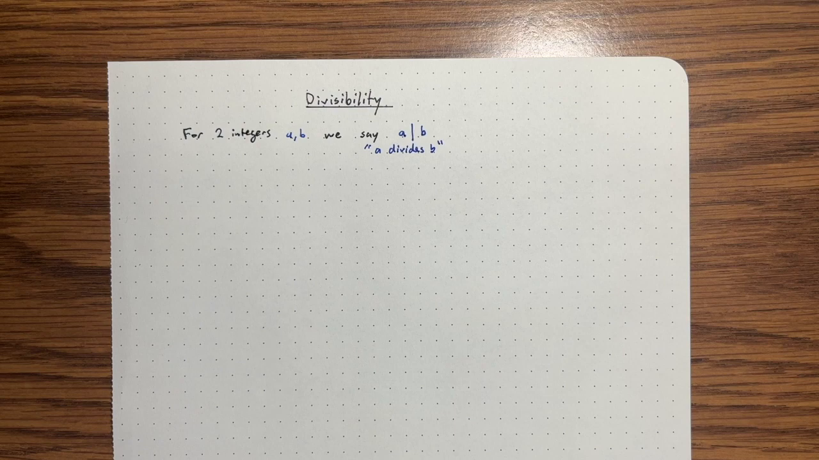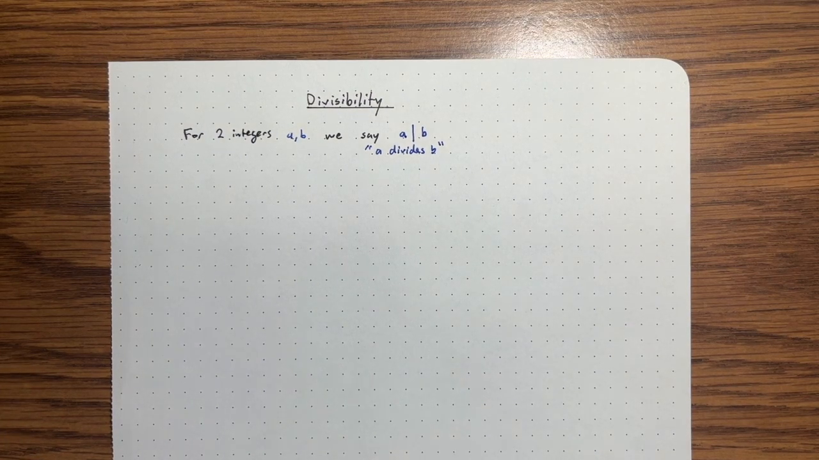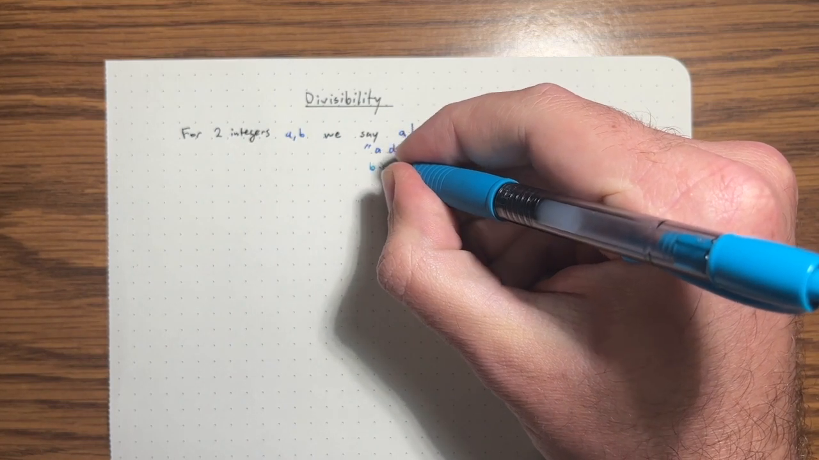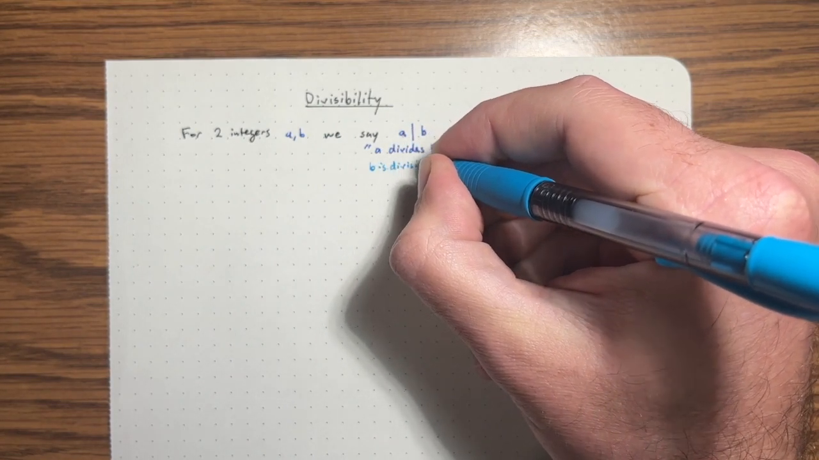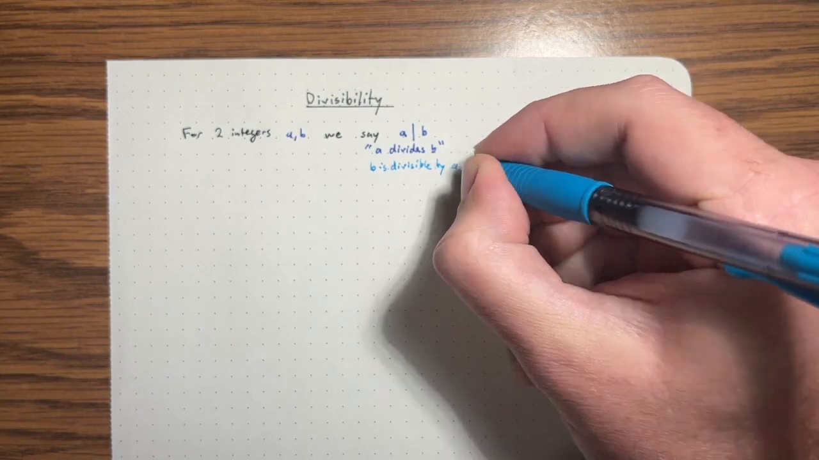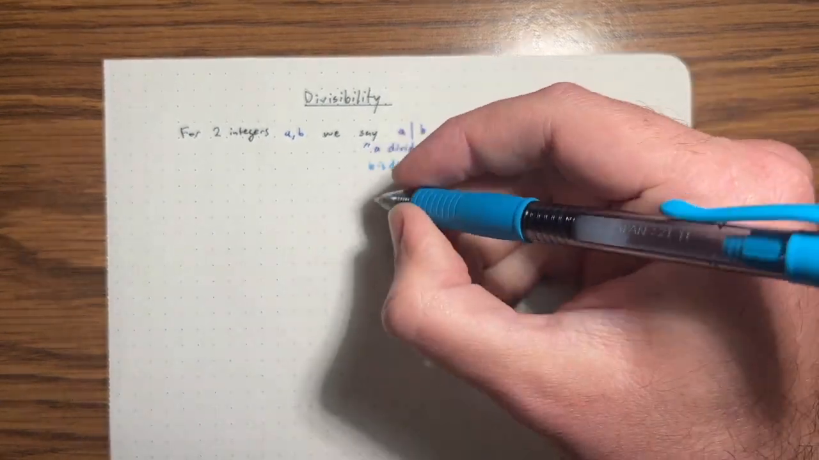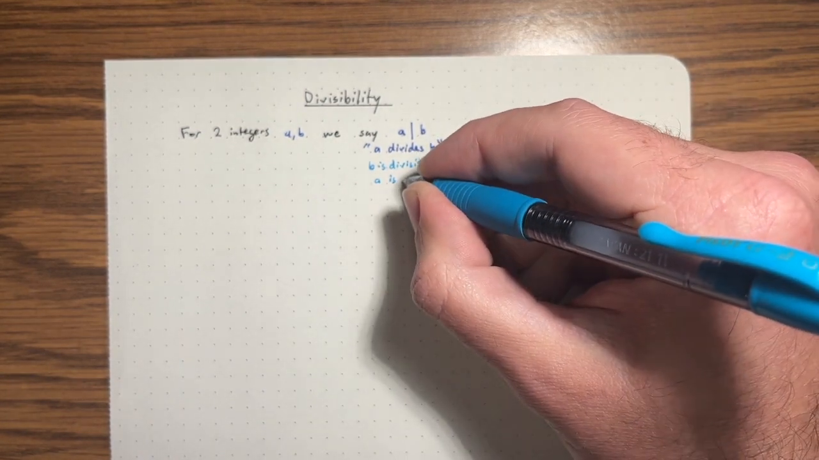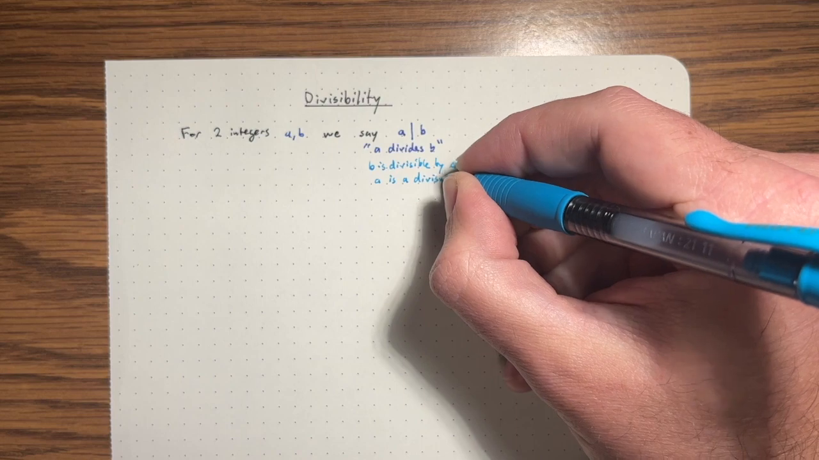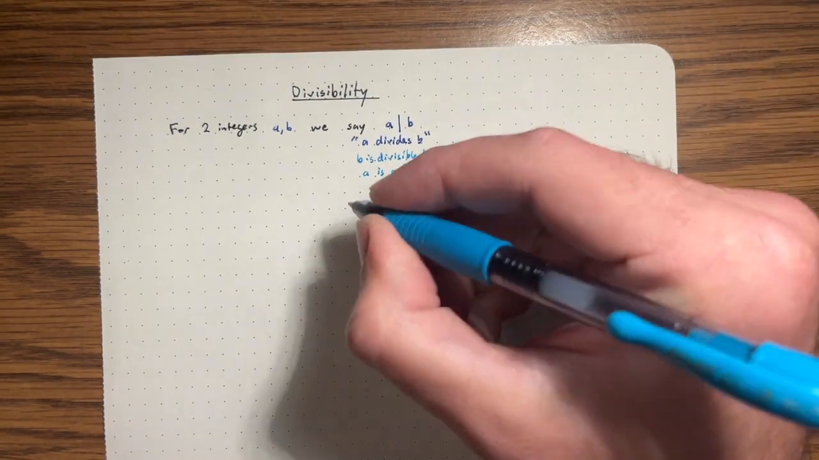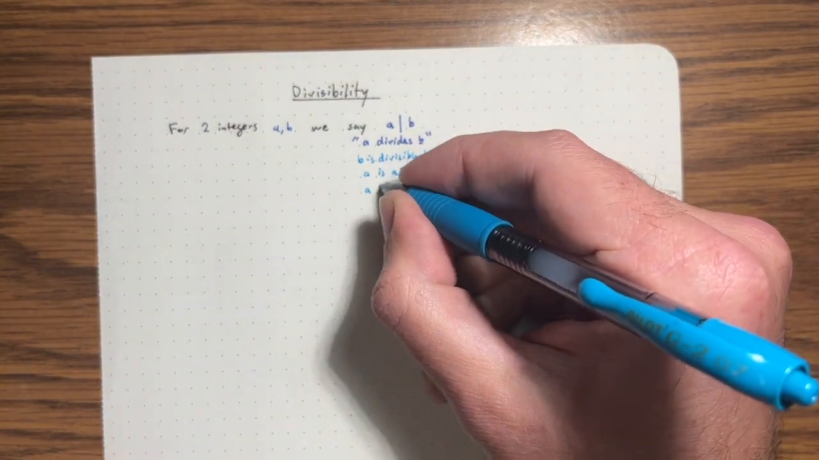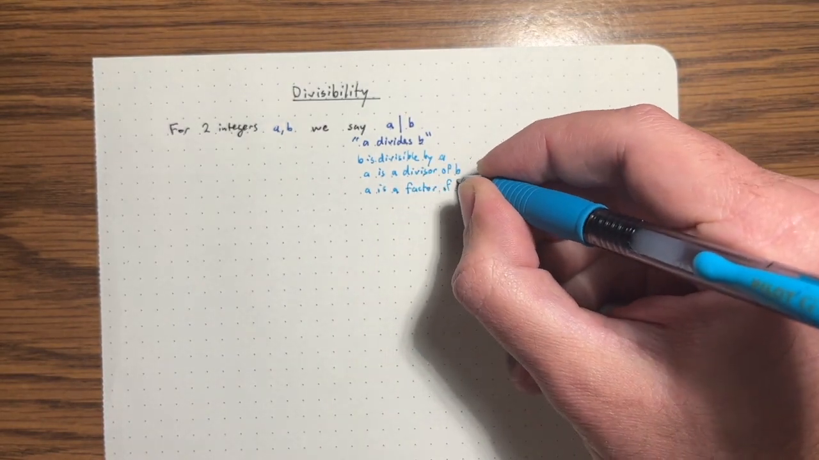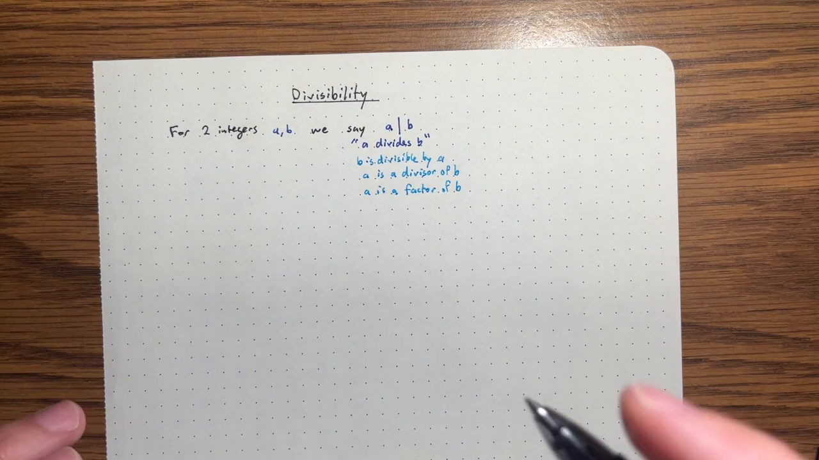What does that mean? So other ways to think about this are: b is divisible by a. A is a smaller thing, so b is divisible by a. A is a divisor of b. A is a factor of b. Lots of ways to say this. They all mean the same thing. I wrote it in words a bunch of times.